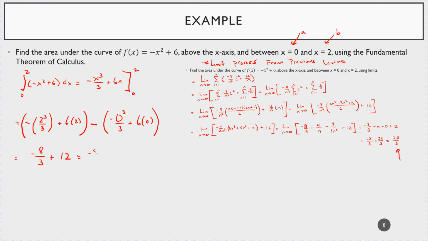Well, the common denominator here is 3. Minus 8 plus 36, and you get the same result. And this process is obviously so much easier than the limit process.